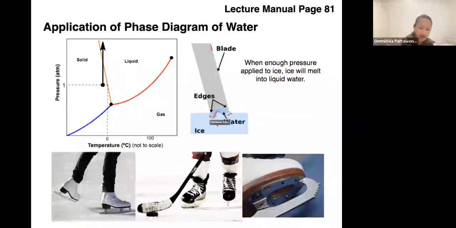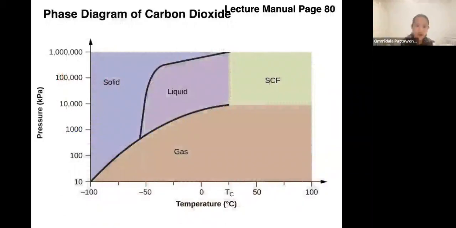If you're looking at this diagram, at a certain point of the ice, if you have enough pressure, which means you are increasing pressure, it's going to cross from solid to liquid. So this process right here is going to allow the ice skating shoes to glide on ice. The phase diagram will look varied depending on the substance.